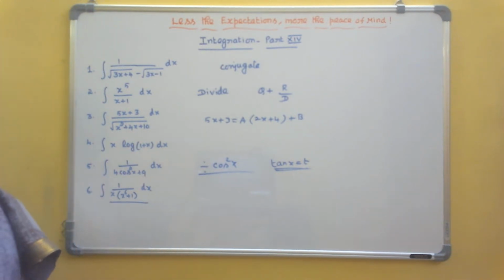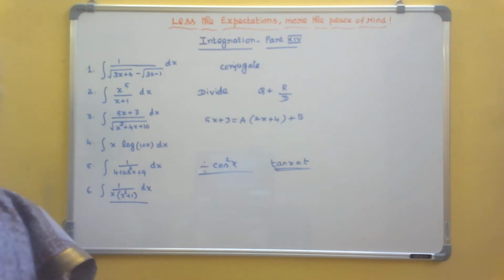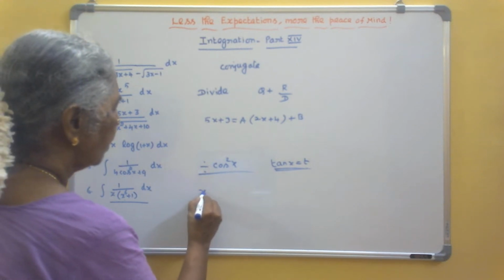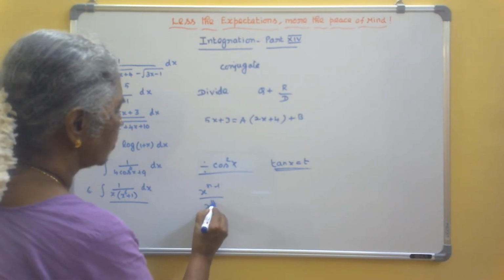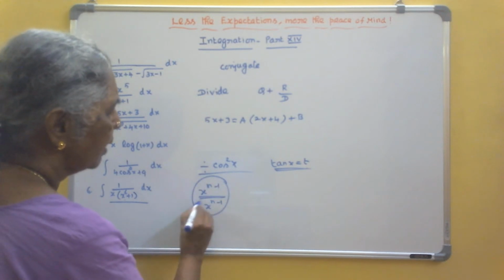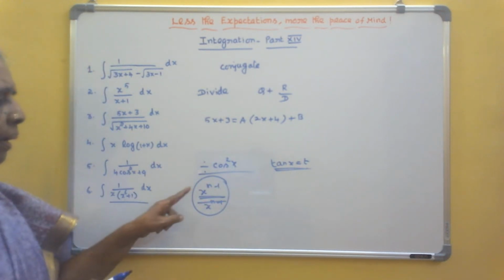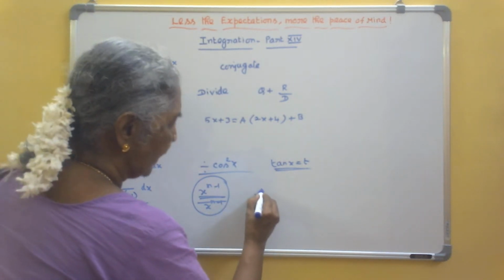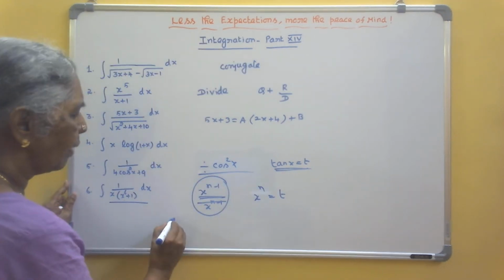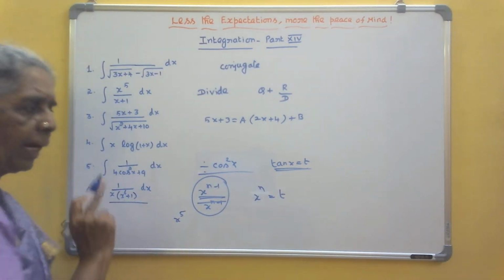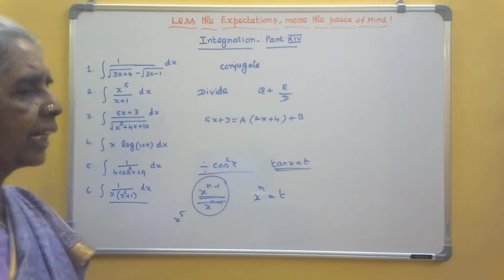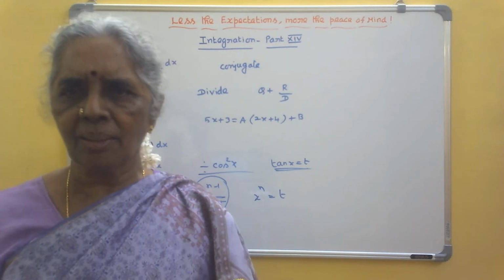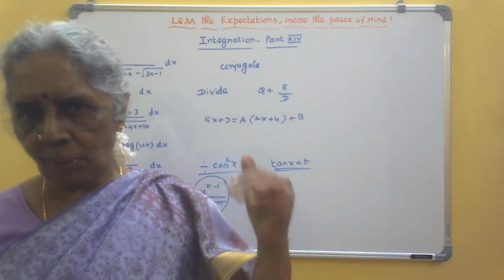Come to the sixth sum. This is one pattern. If you get 1 by x and some x power n plus or minus 1 like that, then you know you have to multiply the numerator and denominator by x power n minus 1, right? Then you substitute x power n as t. Here it is 6. So you will multiply by x power 5, both the numerator and denominator. Then substitute x power 6 as t. So the first 6 sums are a bit easier. You can easily identify. Shall we go to the next set of sums?